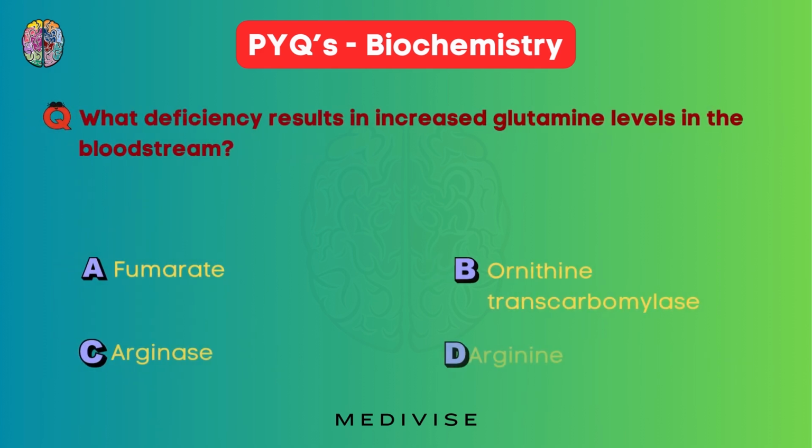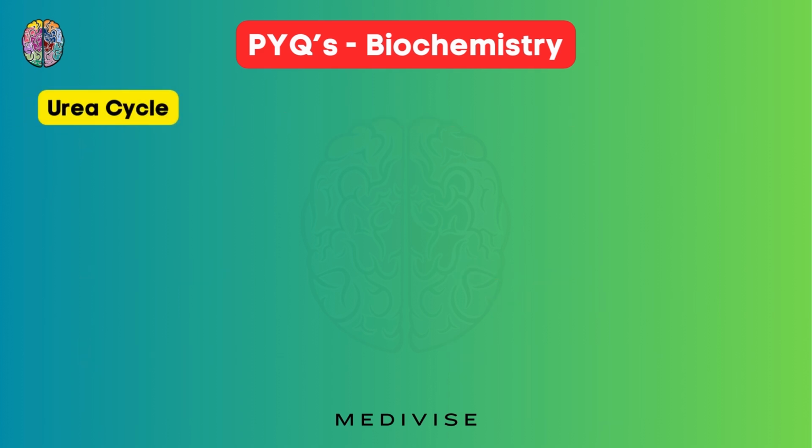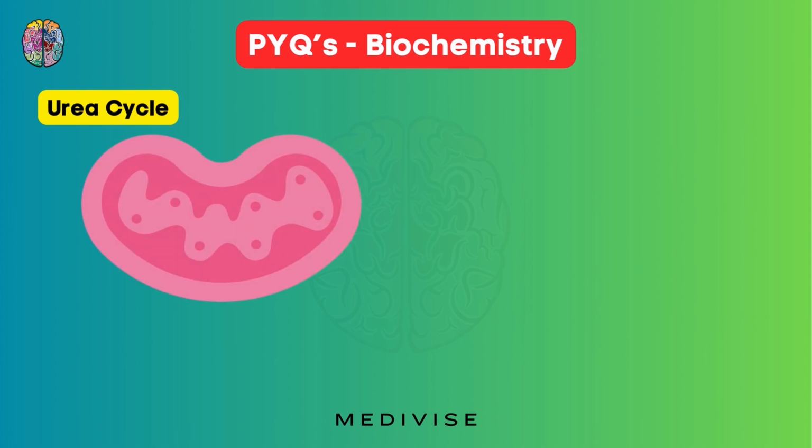Now, what deficiency results in increased glutamine levels in the bloodstream? Is it fumarate, ornithine transcarbamylase, arginase, or arginine? So for this, you should know the urea cycle. So let's quickly review that here. So here you have the mitochondria, and the first step of the urea cycle is where ammonia reacts with carbon dioxide. This forms carbamoyl phosphate with the help of carbamoyl phosphate synthase 1 or CPS1 for short.